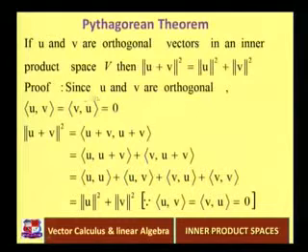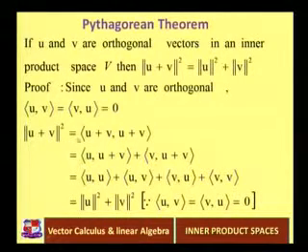Proof: since u and v are orthogonal, the inner product of orthogonal vectors is 0. So the inner product of u and v equals the inner product of v and u, which equals 0, because we are given that u and v are orthogonal. Starting with the norm of u plus v squared, students can easily verify that any norm can be written in terms of an inner product in this fashion.